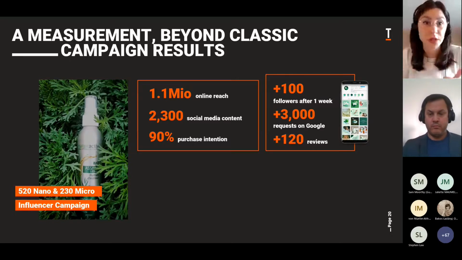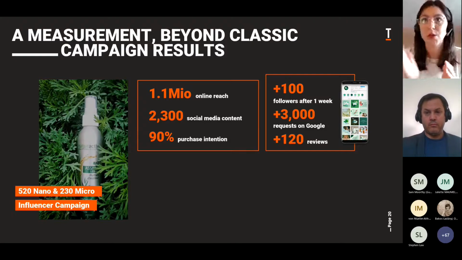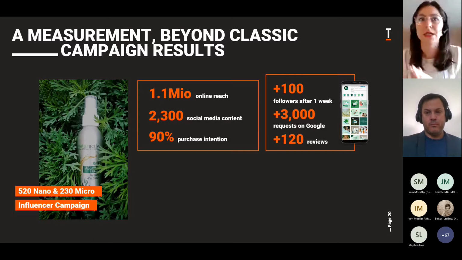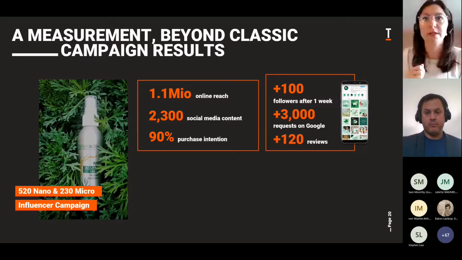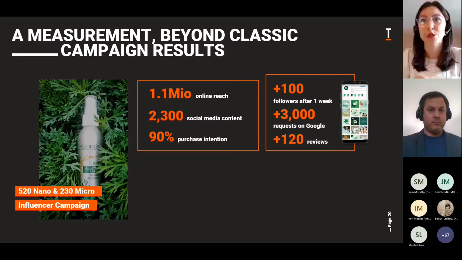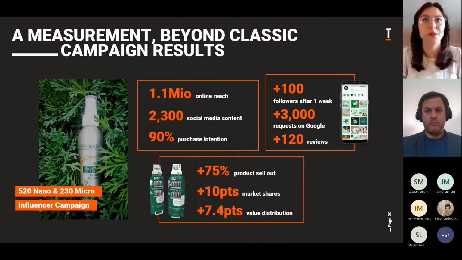So in the very short term, a week after, they already noticed uplifts. The number of followers on Instagram grew, and also requests on Google. For the SEO aspect, they went from 0 to 3,000 requests on strategic keywords for the brand, and also on their brand website, on their product pages. They saw a spontaneous 120 reviews that weren't, again, campaign objectives. It was really a positive halo, but again, coming to this visibility and reputation, very important to them.